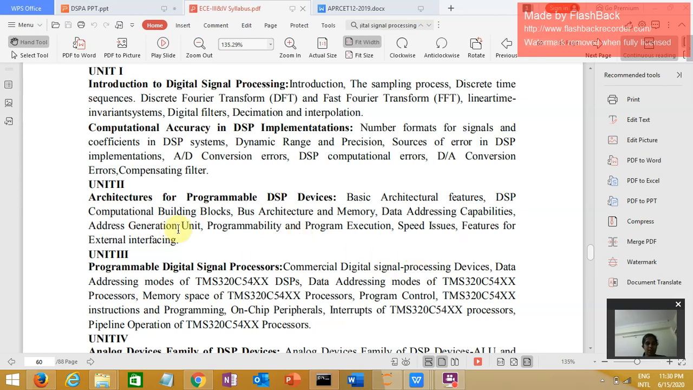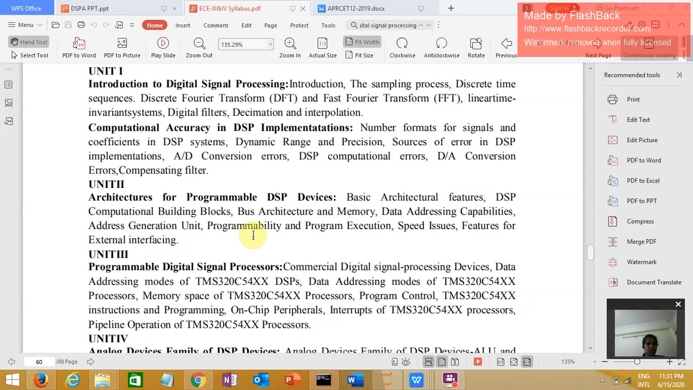Coming to the address generation unit, what is the basic functionality of this unit? This unit provides addresses to the operands which are required for general DSP operations like addition and multiplication. For example, two operands are generally required for multiplication or addition. So the memory or address allocation to each and every operand in that particular operation is taken care of by this address generation unit.